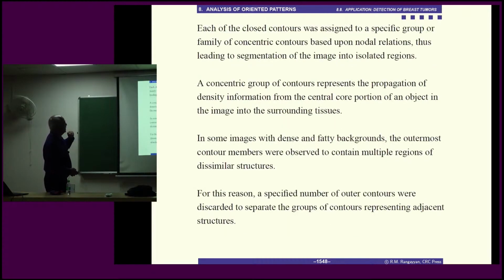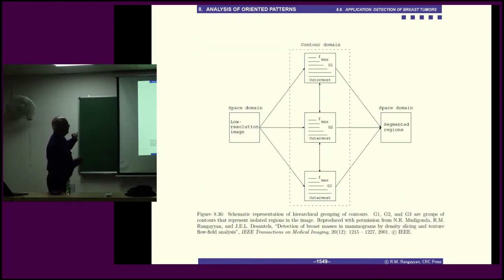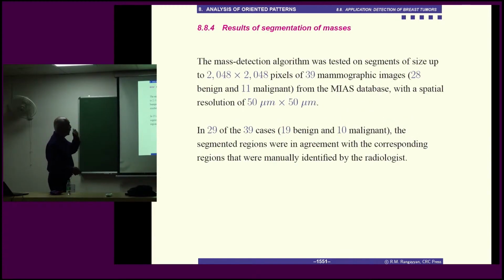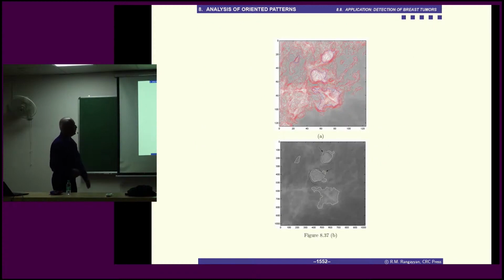So, grouping of iso-intensity contours. From the low resolution image, you go to the contour domain. And you get these multiple families of contours at different resolutions, and you want to put them together and get segmented regions. I'll show these pictures now.